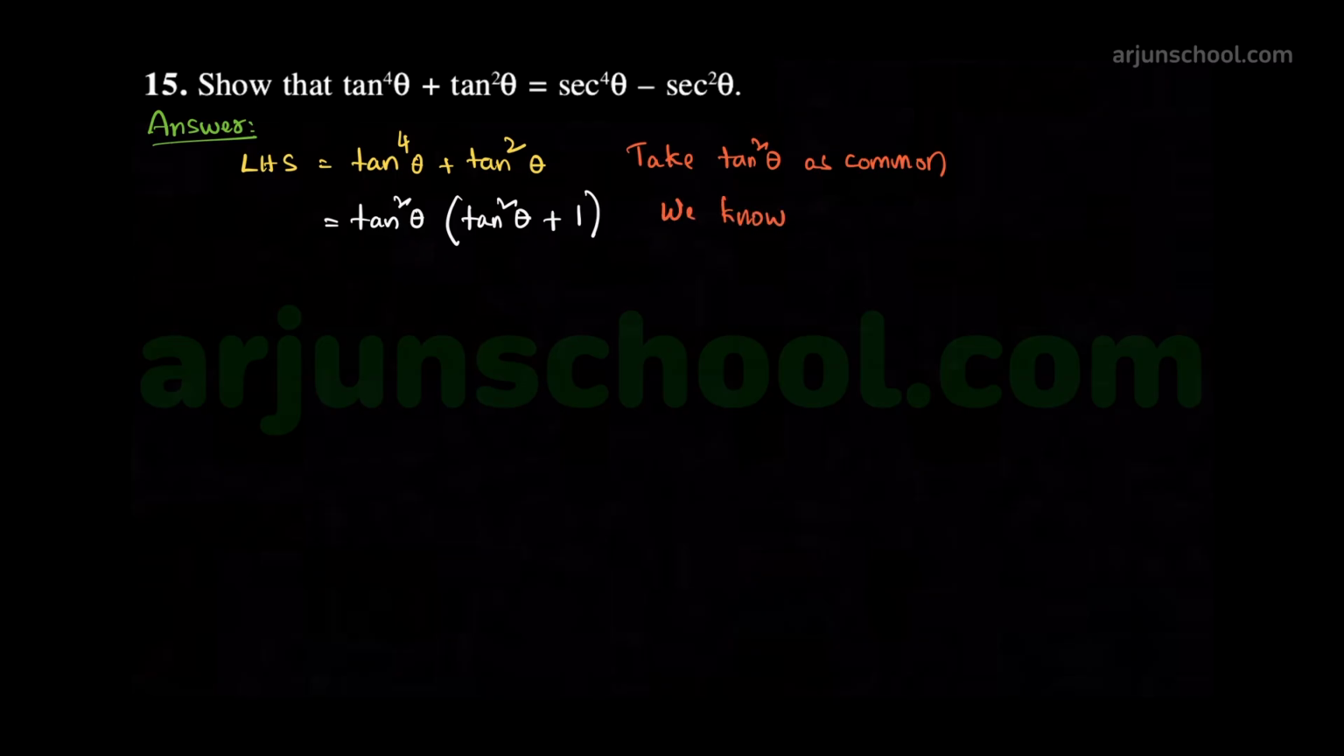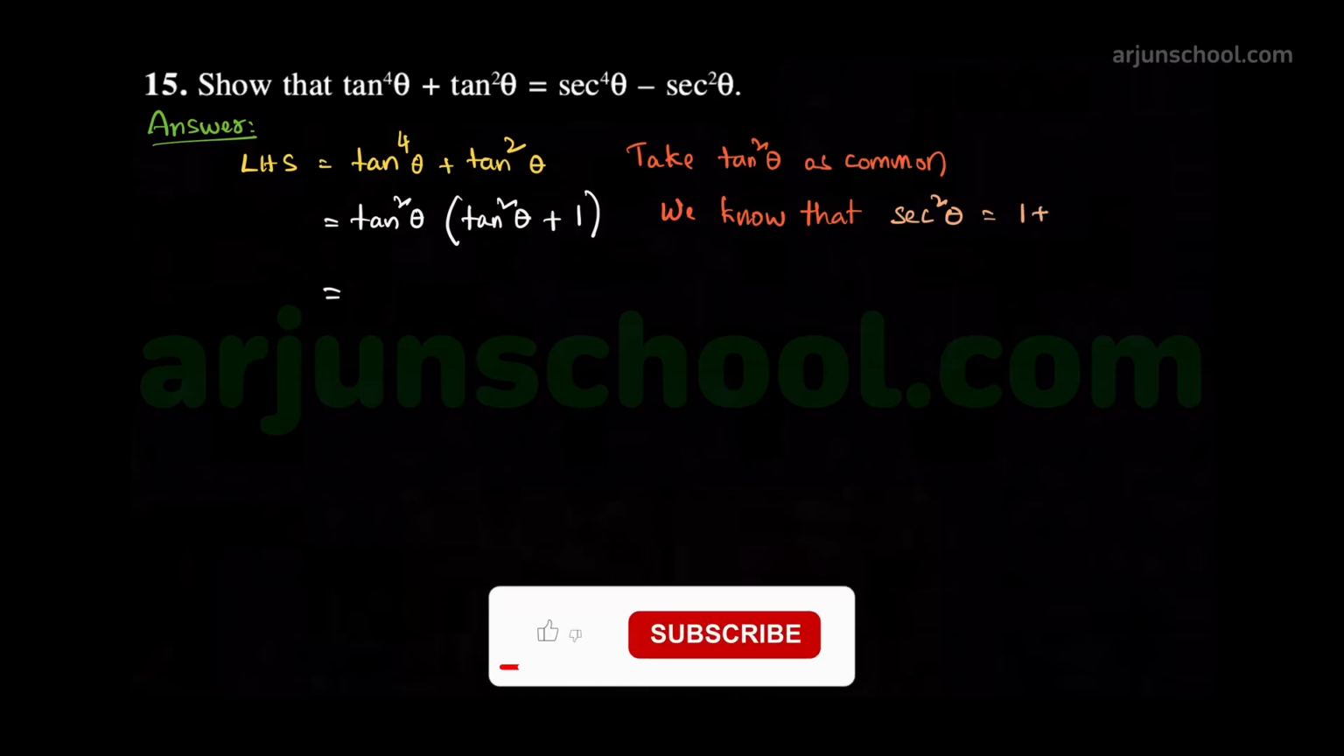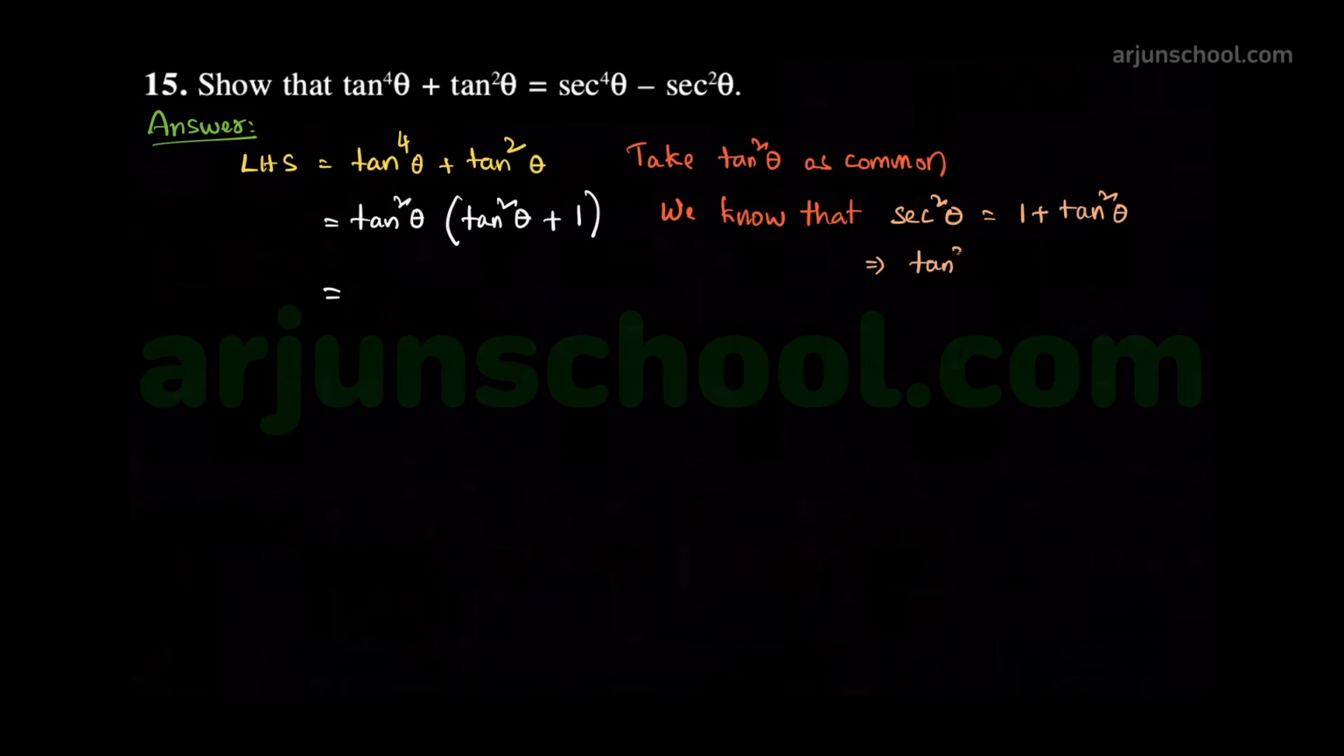We know that sec² theta is equal to 1 plus tan² theta. Standard trigonometric identity. That implies tan² theta is equal to sec² theta minus 1.